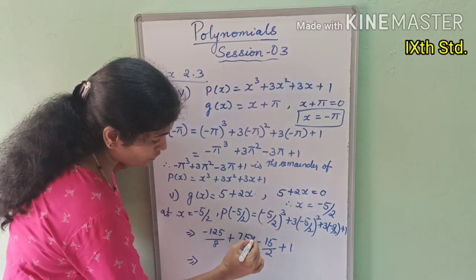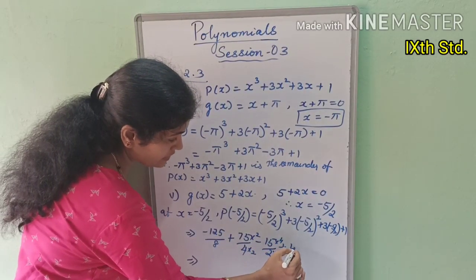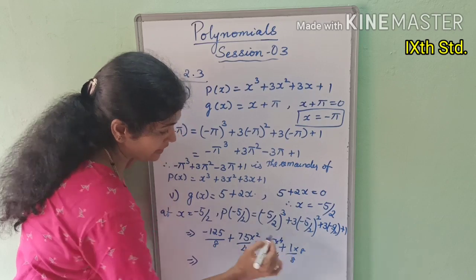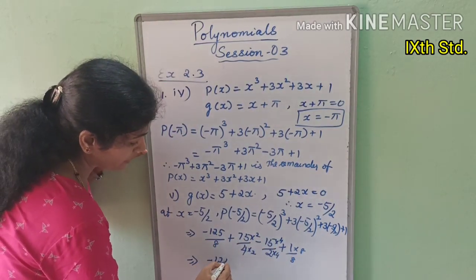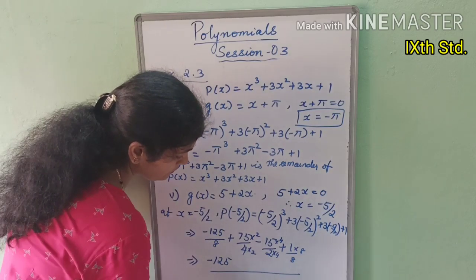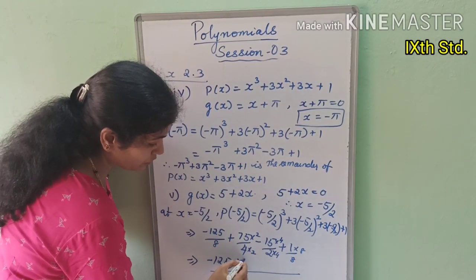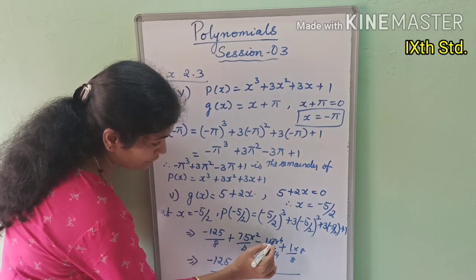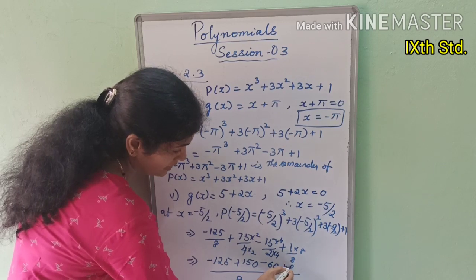This will be into 2. 8 will be the LCM, into 4. Right. This is into 8 and 8 here. Correct. Now minus 125, 8 is the LCM. Right. Then 75 into 2, 150. 15 into 4, 60, minus 60 plus 8.